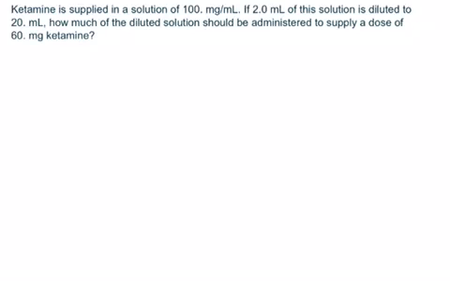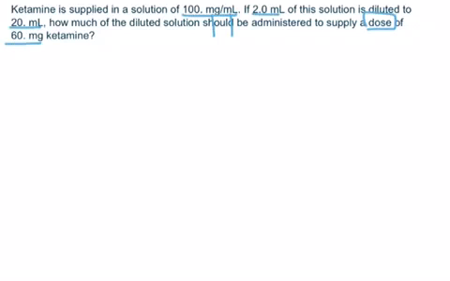Ketamine is supplied in a solution of 100 milligrams per milliliter. I have 2 units here, so that tells me that it's a concentration. If 2 milliliters of this solution is diluted to 20 milliliters, how much of the diluted solution should be administered to supply a dose of 60 milligrams of ketamine?